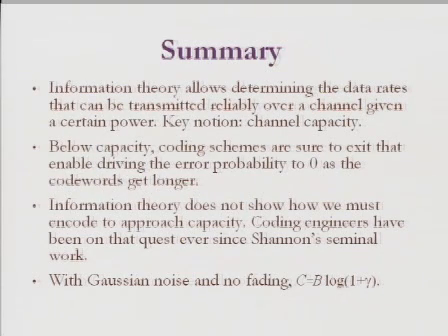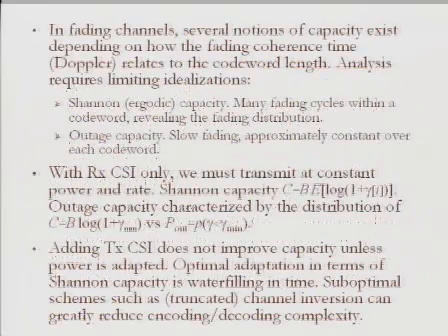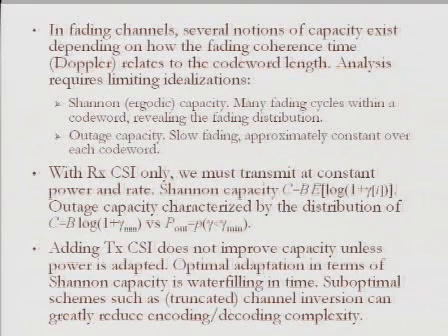The key equation to remember in terms of capacity for Gaussian noise is log of 1 plus gamma, which appears everywhere. This is the building block for all the capacity formulations that we have seen. Keep in mind these different notions of capacity: this ergodic regime and this outage regime, for fast fading and slow fading.